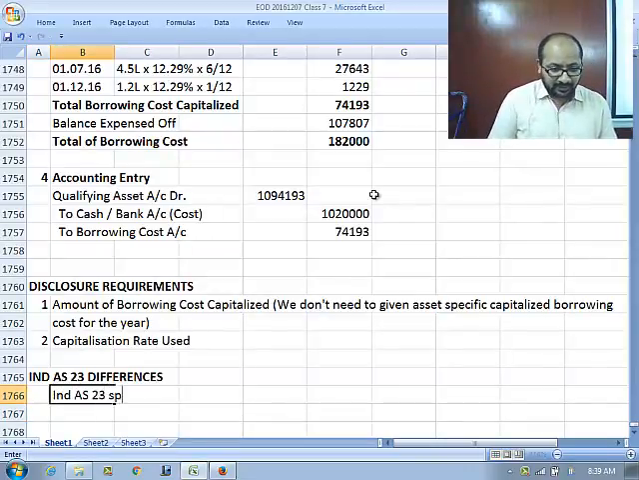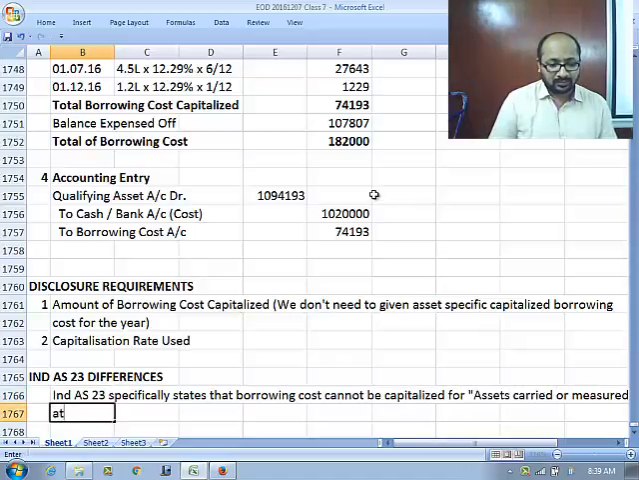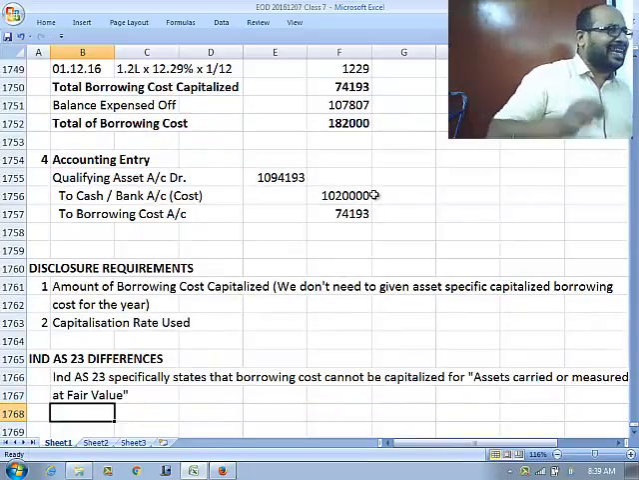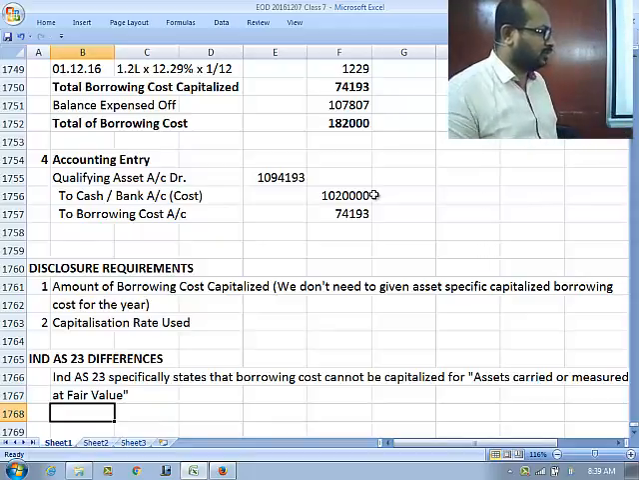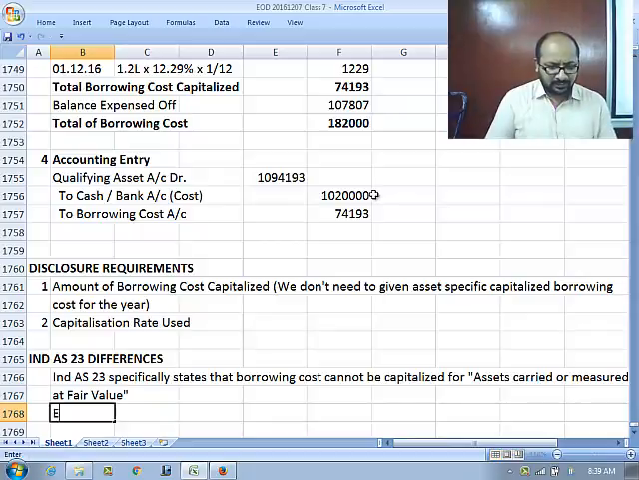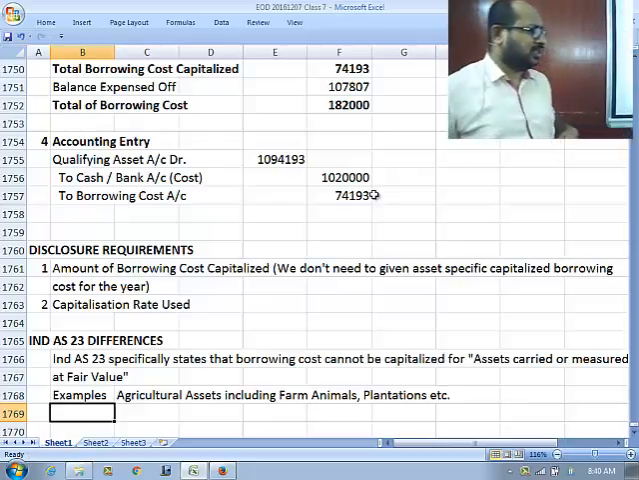IND AS 23 specifically states that borrowing cost cannot be capitalized on assets carried or measured at fair value. The logic is very simple. That's an inherent conflict. You cannot capitalize the cost for an asset which is carried at fair value. Remember, standard examples are all about agricultural assets, including your so-called farm animals or your plantations, so farms, fruit orchards, whatever there is.